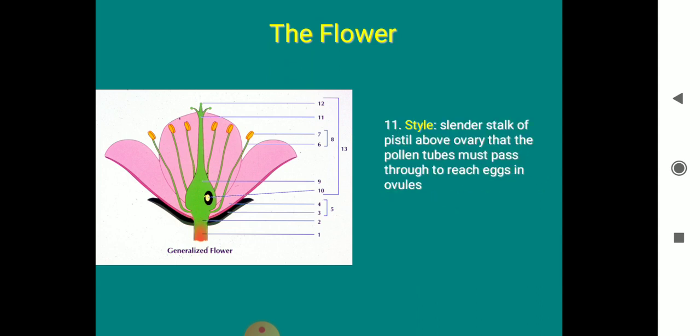There are different types of style, such as the gynobasic style. The style is a slender stalk-like part of the pistil above the ovary, through which the pollen tube passes. This is the female reproductive structure, where the egg will be formed.